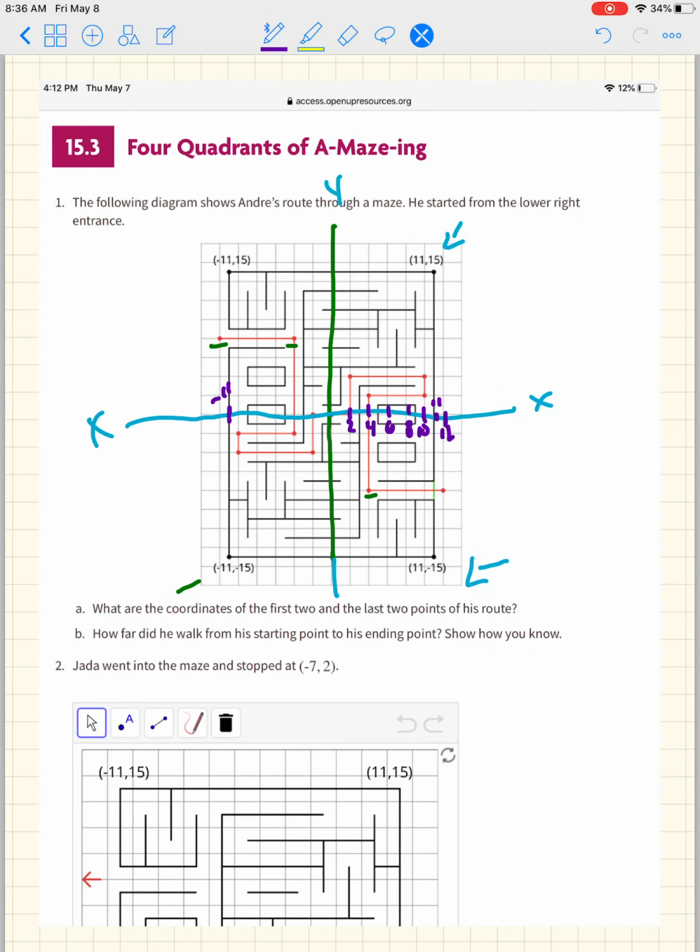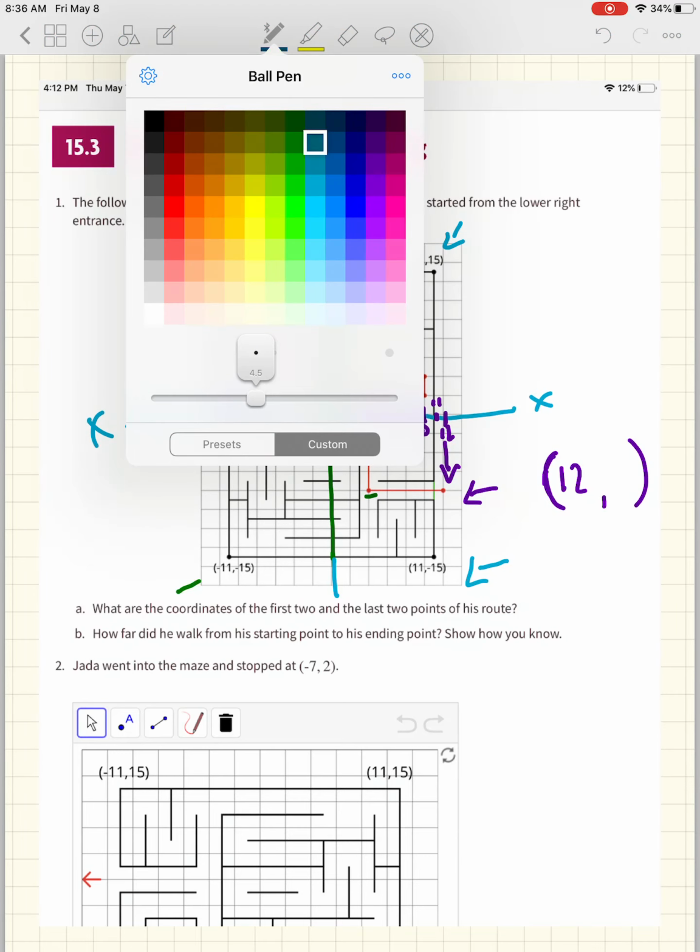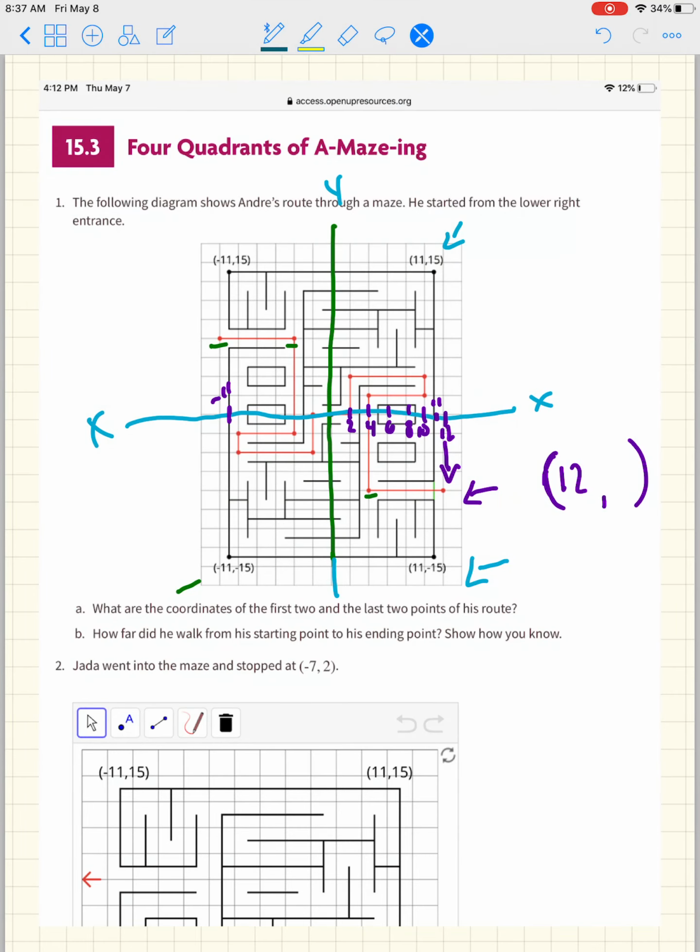So that helps us in the sense that we are trying to find the coordinates of this point. So we now know that the x value for that point is going to be positive 12 because it is right below the positive 12 on our x value. Okay, now we need to figure out what the y value would be for this one. So we need to figure out what our scale is for our y.